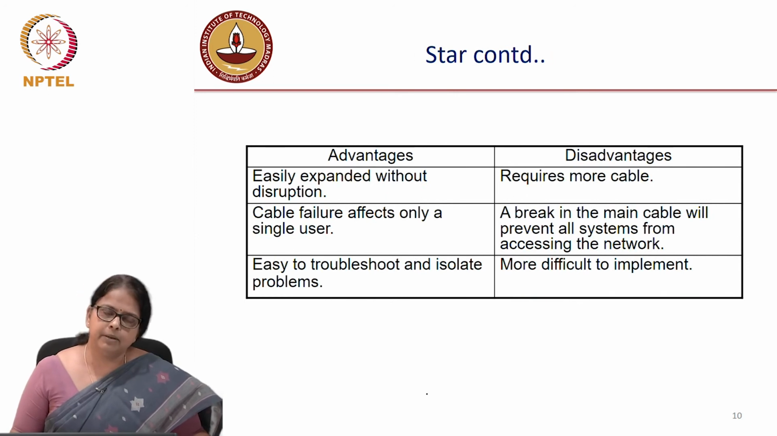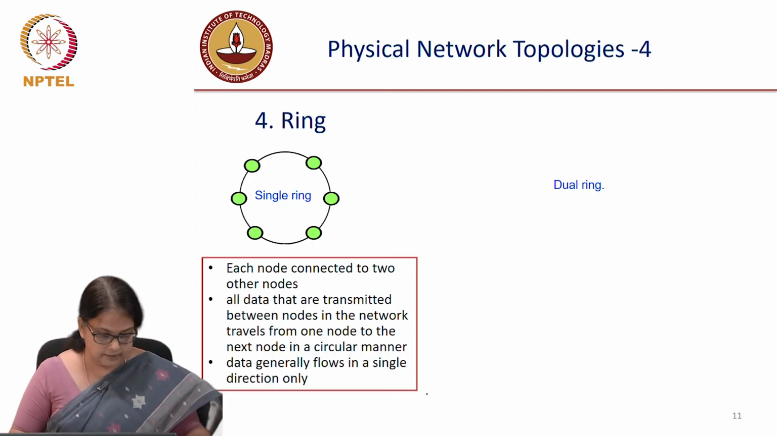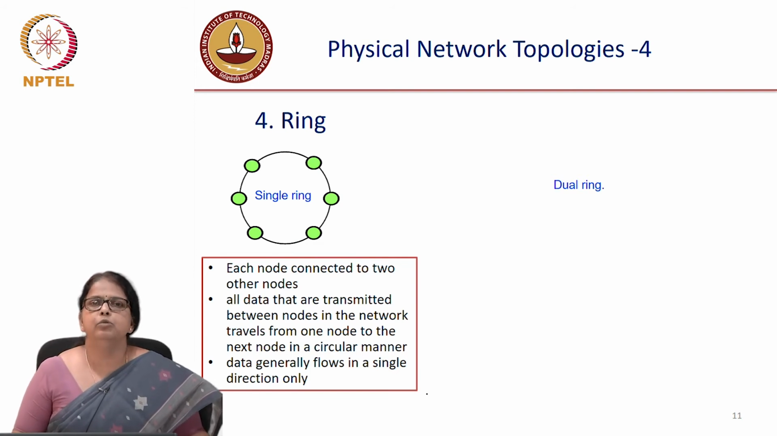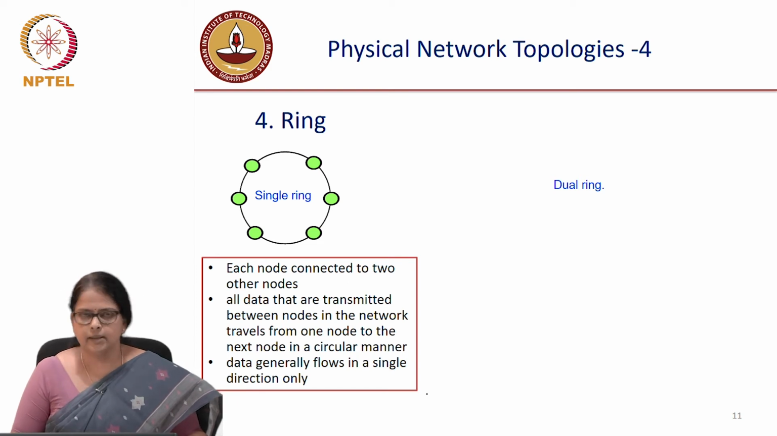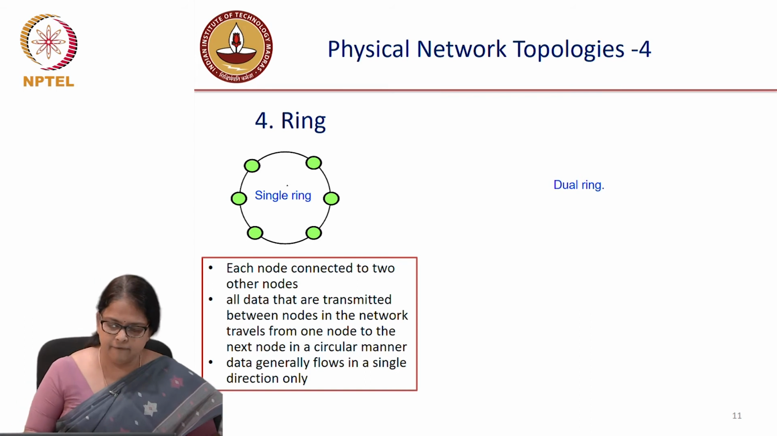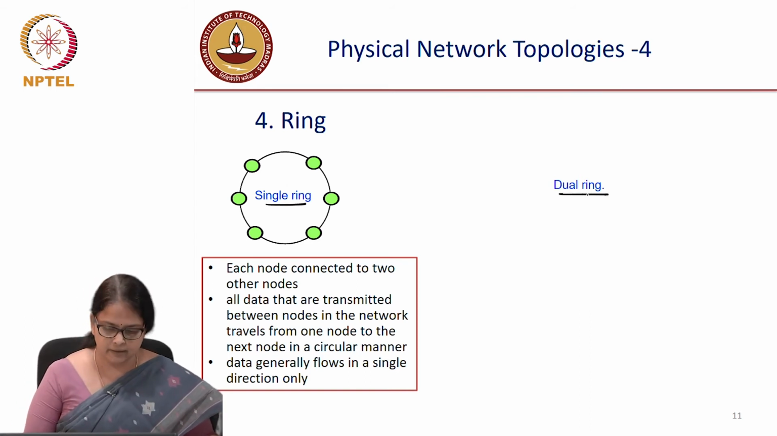It's very difficult to implement because laying cable to all the nodes is slightly difficult. The most popular or commonly used topology in an optical fiber network is a ring topology. Now, you could have a single ring and a dual ring. We'll talk about dual ring in a while.